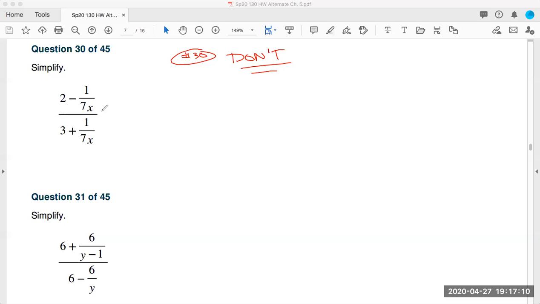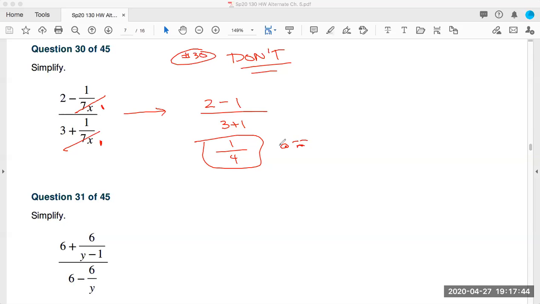So it's common that people say, oh, look, there's a 7x right here, and there's a 7x right here. Yep. Now I have 2 minus, oh, well, this would turn into a 1. That would turn into a 1. So that must be 2 minus 1 divided by 3 plus 1. Yay, that gives me 1 over 4, and I am done. Can't.